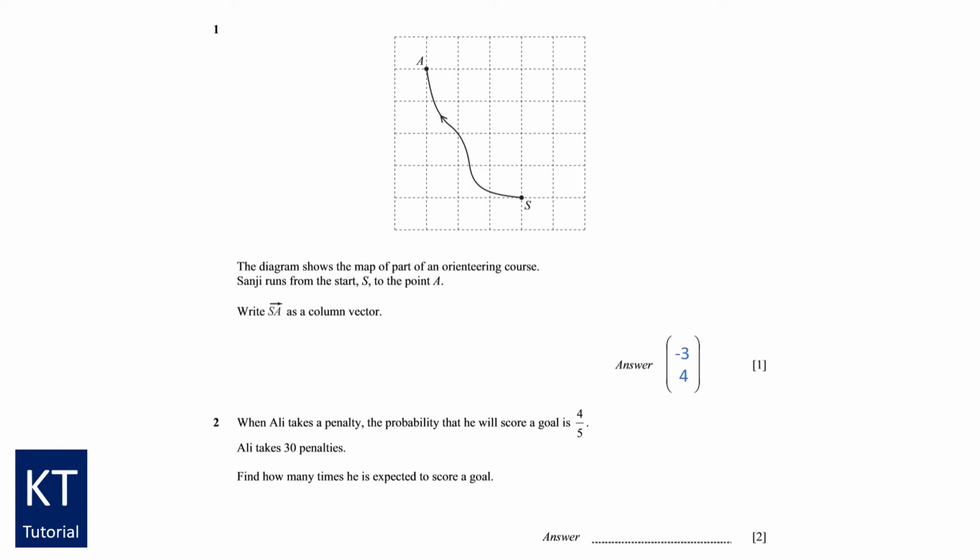Question 2. When Ali takes a penalty, the probability that he will score a goal is 4/5. Ali takes 30 penalties. Find how many times he's expected to score a goal. This would be 4/5 of 30.